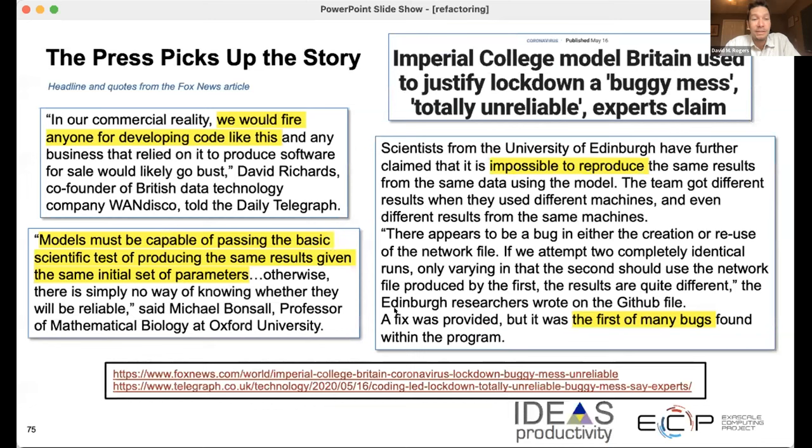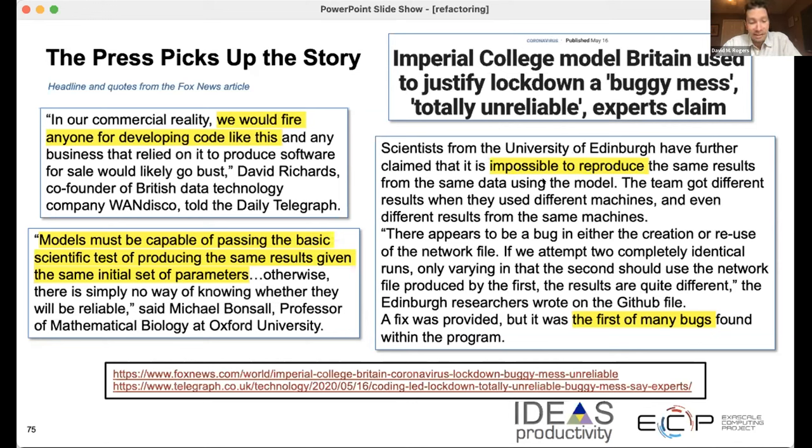But the news picked up on this because it was a big news article. It was a hot topic, and they brought in some outside experts from industry who said, we would fire anyone who developed code like this, because industry has different coding standards than academics, and the models must be capable of passing basic scientific tests of validity. So professors from all kinds of different fields commented on this.